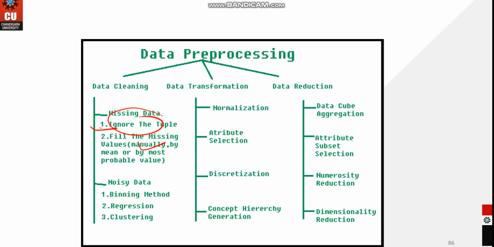There are various ways to do this task. You can choose to fill the missing values manually or by using certain measures like the mean or the average. Then we have noisy data.